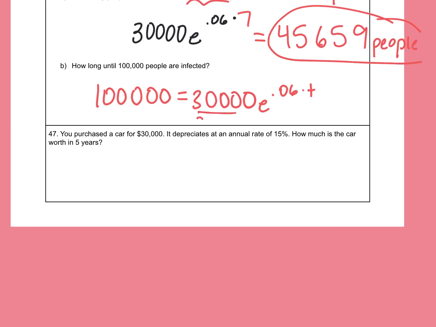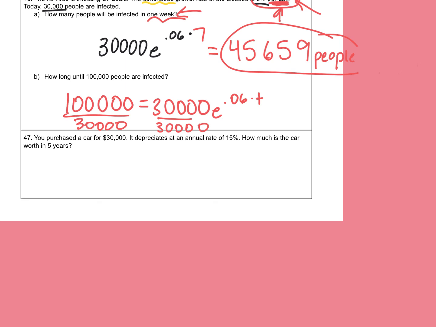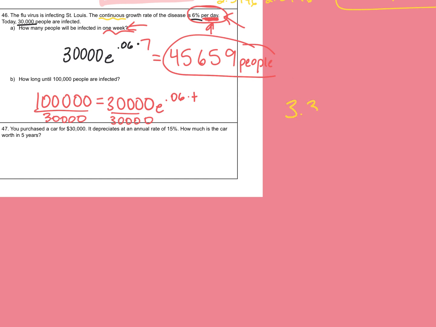We need to divide this 30,000 over, because again I need my e with its power on a side by itself. So 100,000 divided by 30,000, lots of zeros, right? We end up with 3.3. So we're going to go ahead and set up this equation. I'm going to go over here so I have a little bit more room. 3.3 equals e to the 0.06 t power.